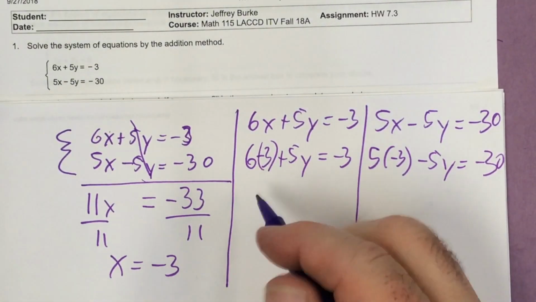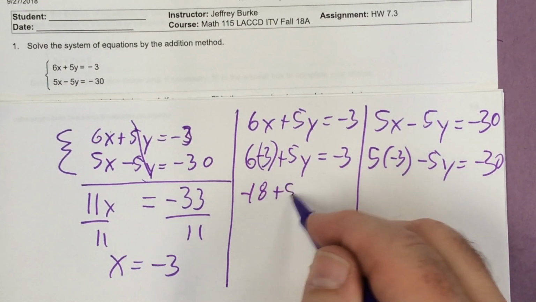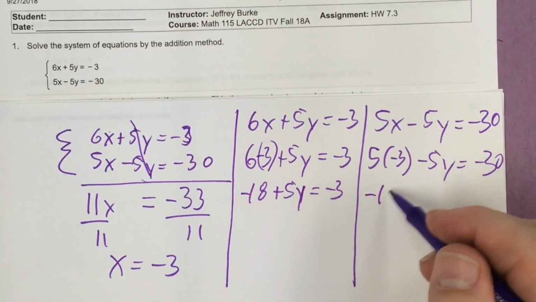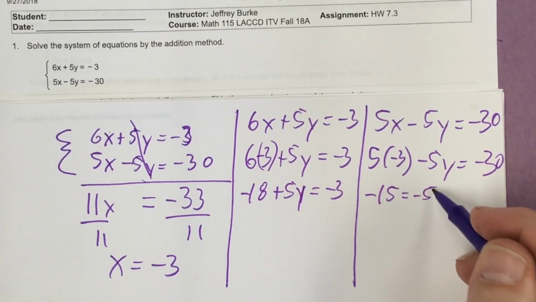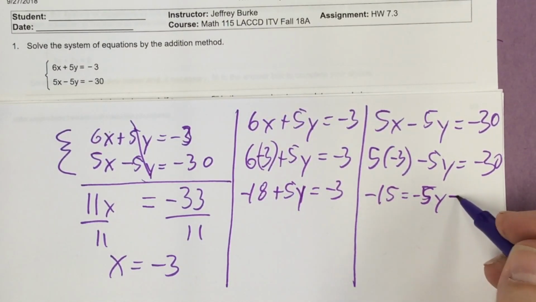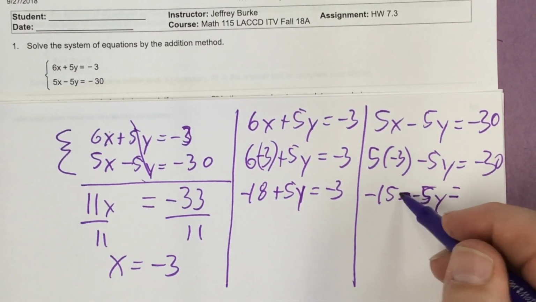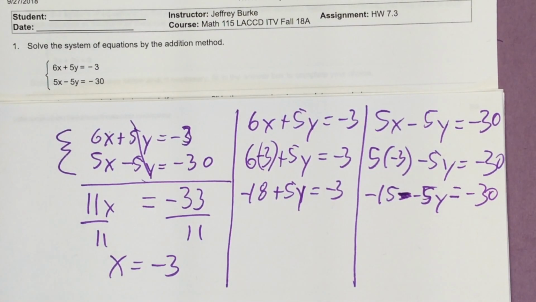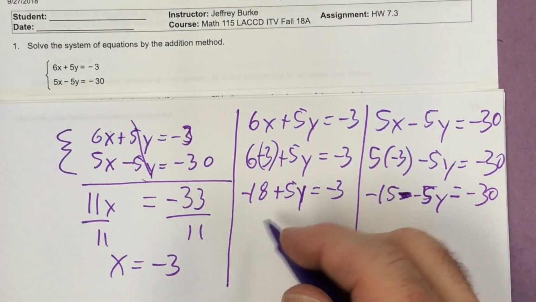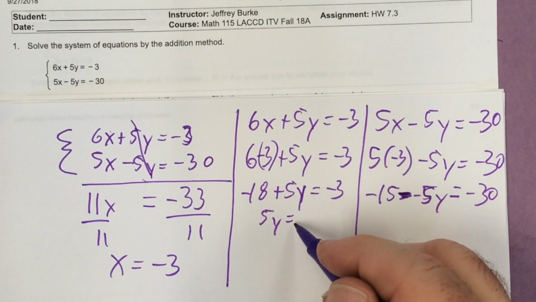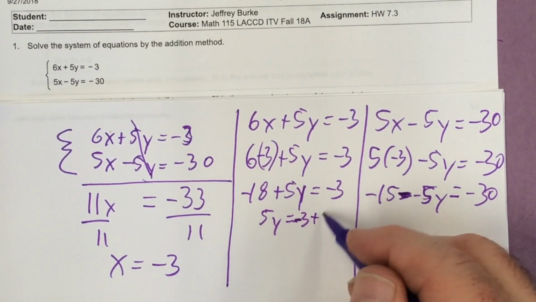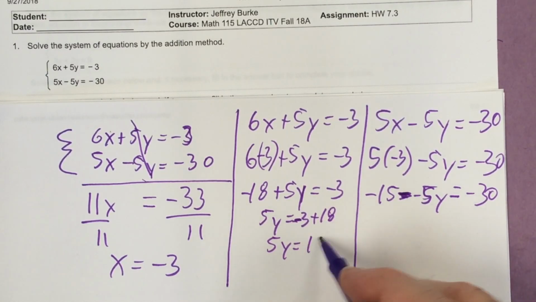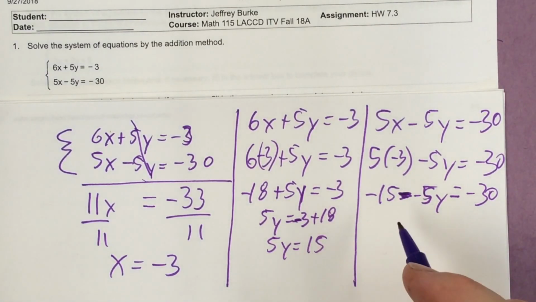So here we go. This is going to give us negative 18 here. Negative 18 plus 5y equals negative 3. Here we're going to have negative 15 minus 5y. This will equal negative 30. From here, if I move the 18 to the other side, that's going to give me 5y is equal to negative 3 plus 18. That'll give me 5y is equal to 15, because negative 3 plus 18 is 15.